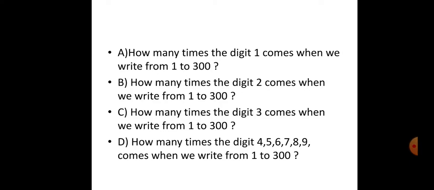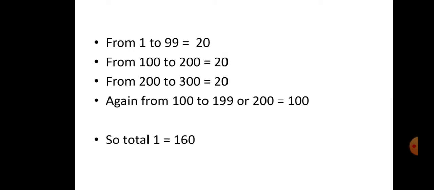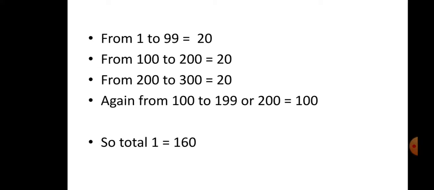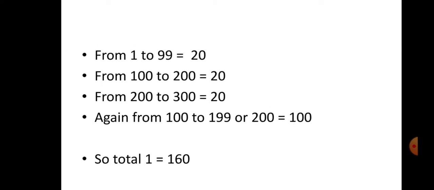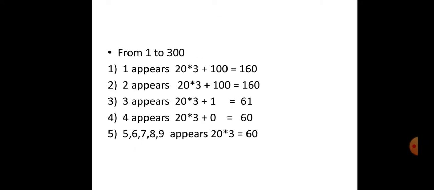Now let us solve this question, then we can solve other questions easily. How many times does the digit 1 come while we write from 1 to 300, how many times does the digit 2 come, and how many times does the digit 3 appear? Similarly, we can solve all types of questions. Let us try to solve the first question: how many times does the digit 1 come while we write from 1 to 300? I haven't written 1 to 100 here, because if I write 1 to 100, we will not get this pattern. In order to make this pattern, I have written 1 to 99.